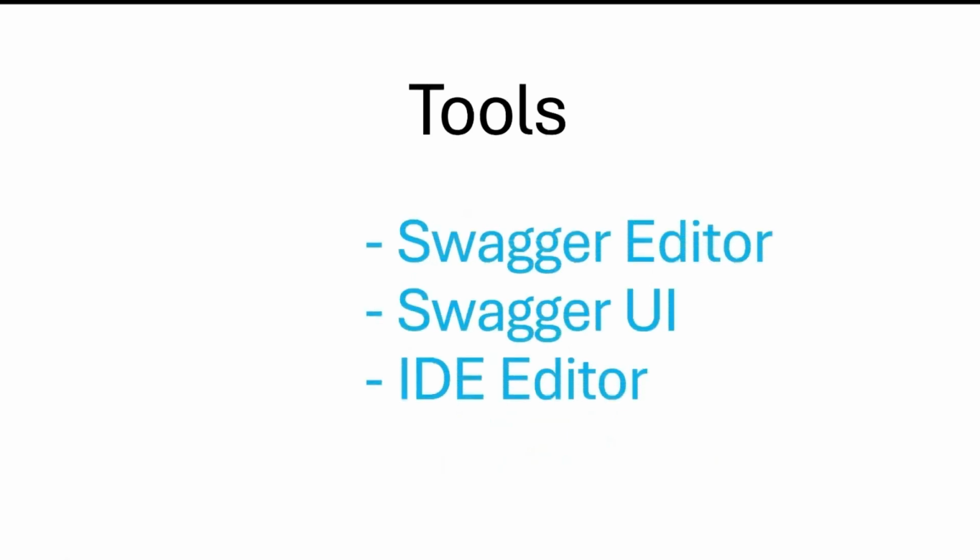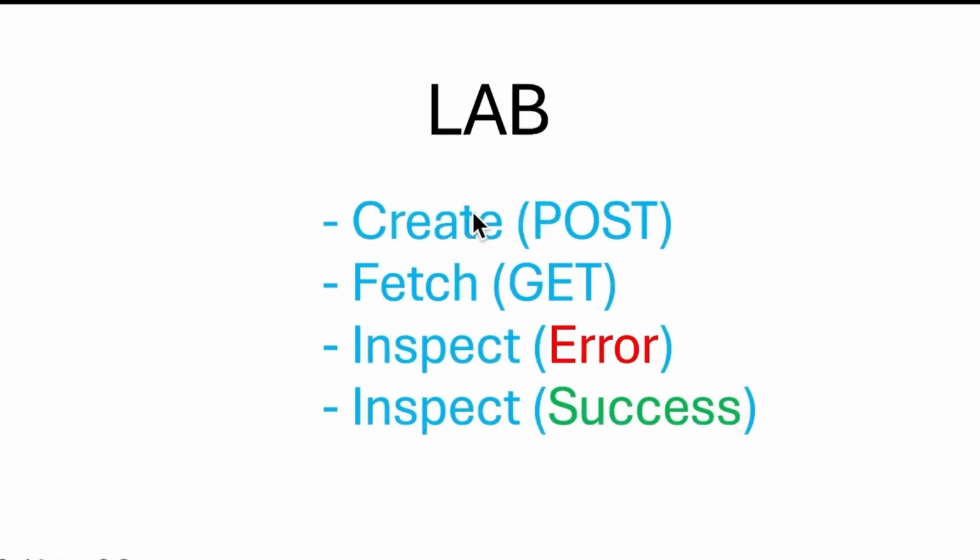And what all tools are available for editing an OpenAPI or Swagger document, how to render using a UI or GUI, using a browser-based interface, how you can use an IDE, and finally we'll execute a create function using post, fetch using get, and how to inspect error codes and how to inspect a success code.